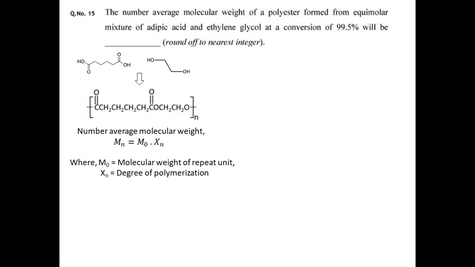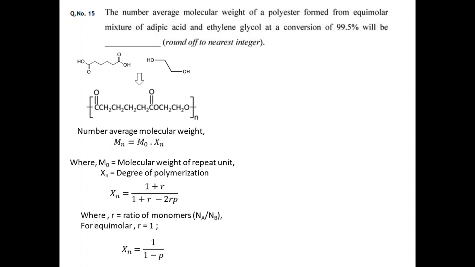To calculate this, we have to find degree of polymerization and molecular weight of repeat unit. To find the degree of polymerization, we can use this simple equation which is for two monomer system. For equimolar system, R is 1 and the equation reduces to a very simple form. As percentage conversion is given, we have to put that value in the equation to calculate degree of polymerization.